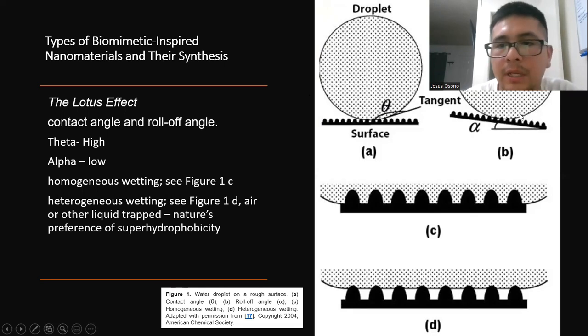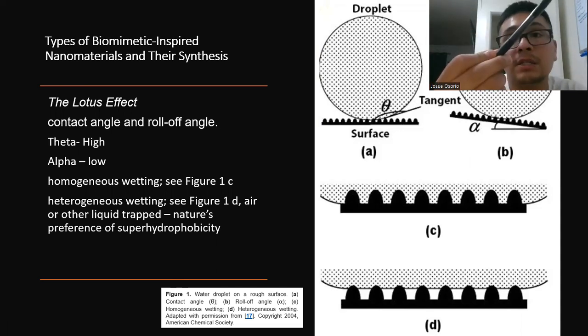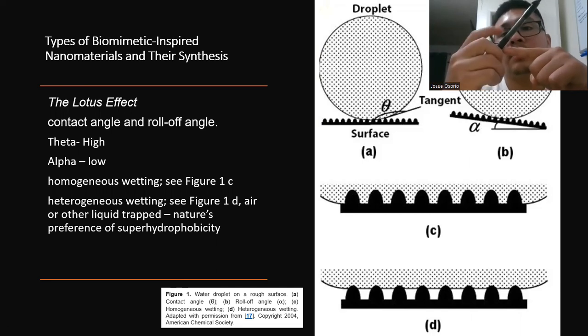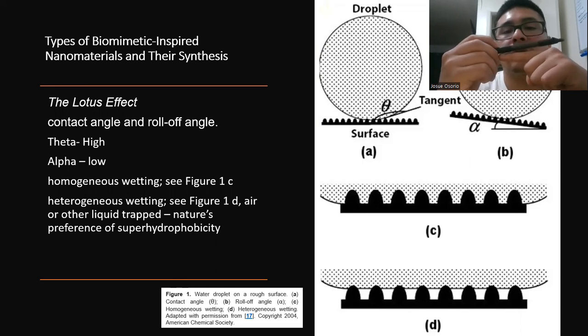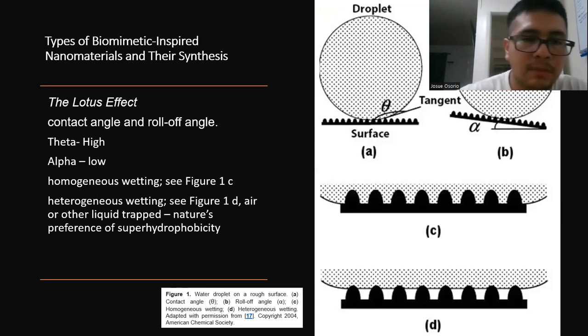Now we can talk about this one. It's called the roll-off angle. We really want this to be very small. If we have a drop on top of this, we really don't want to tilt it at a very high angle to make the drop leave, or roll off. We really want a very small angle so the drop rolls off, and that means it's going to be a very efficient system.